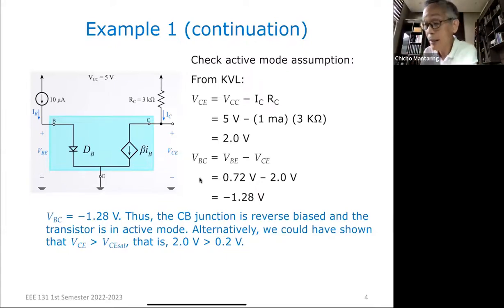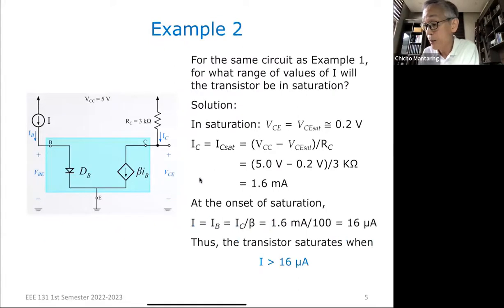This is the collector to base junction. We show that VBC is negative, meaning to say that the collector to base junction is reverse biased. So it validates that it's in active mode. The other way is by computing for VCE. If we show that VCE is greater than VCE sat, then we can also say that the transistor is in active mode. So that's the first example.